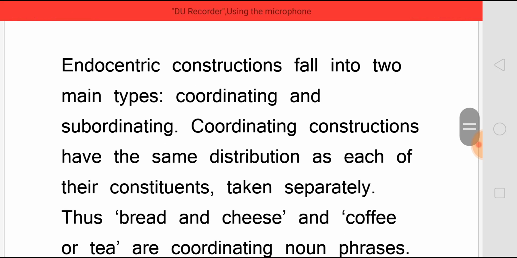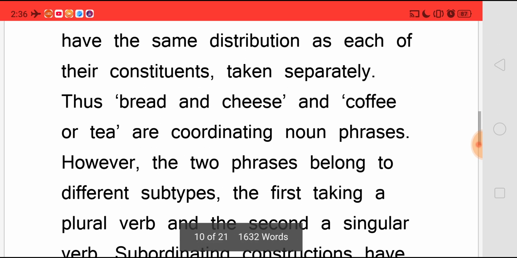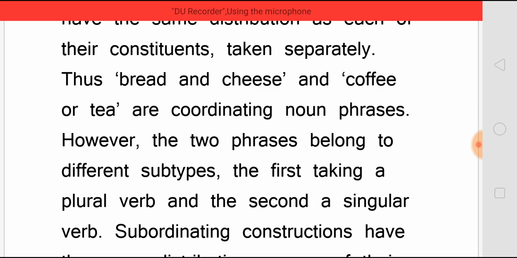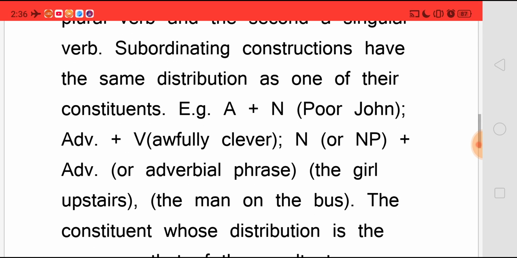Endocentric constructions fall into two main types, coordinating and subordinating. Coordinating constructions have the same distribution as each of the constituents taken separately. Thus, bread and cheese and coffee or tea are coordinating noun phrases. However, the two phrases belong to different subtypes, the first taking a plural verb and the second a singular verb. Subordinating constructions have the same distribution as one of the constituents. Example, adjective plus noun, poor John. Poor is the adjective and John is the noun.